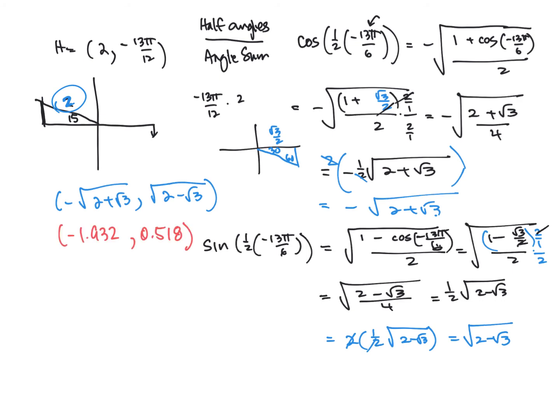So I've put the approximate in the red, negative 1.932, and then 0.518. And the reason I want you to do that is because of this. I now want you to go ahead and use an angle sum or difference when you're doing this.